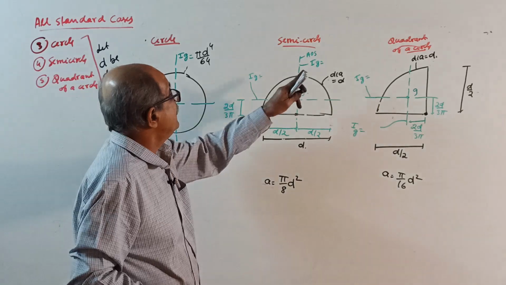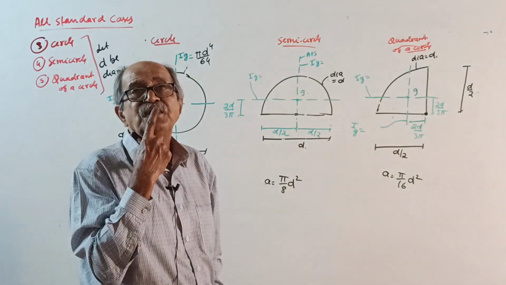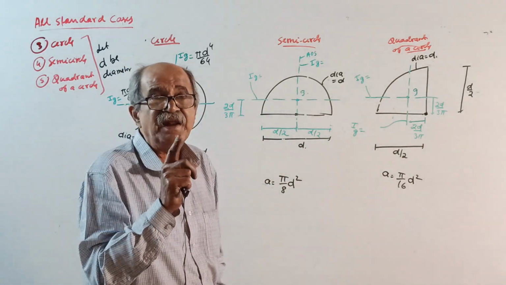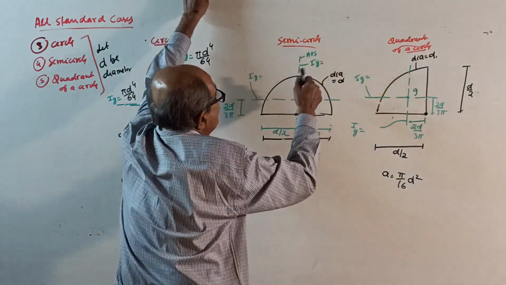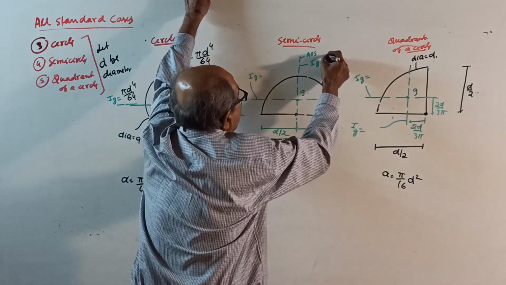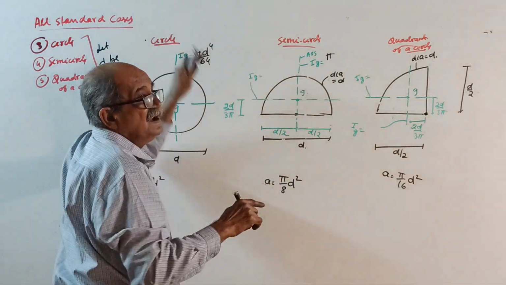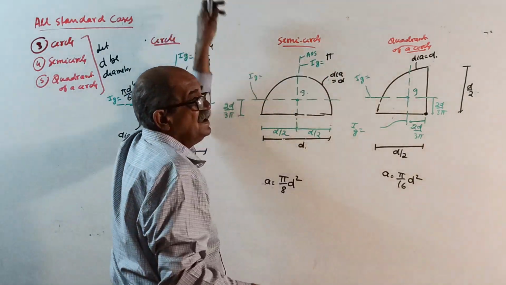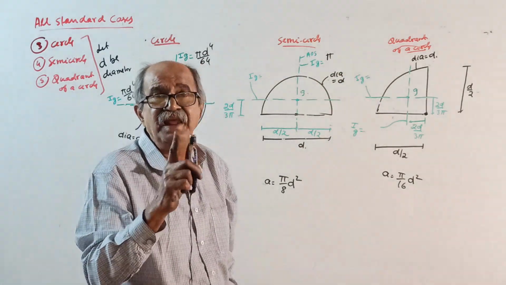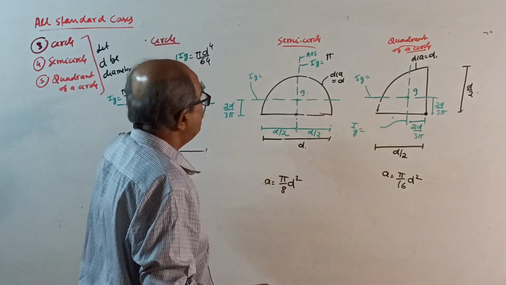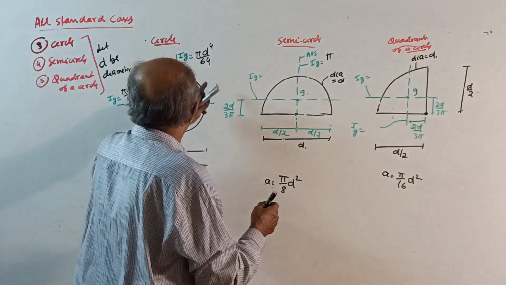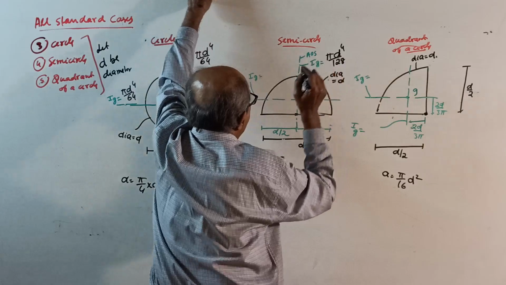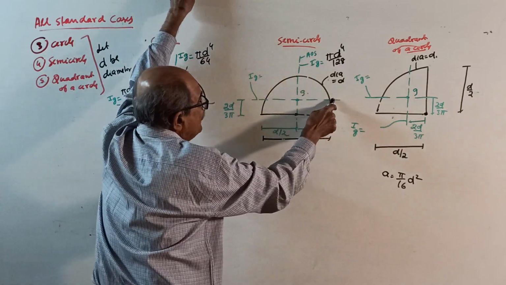Semicircle, if the centroidal axis is the axis of symmetry, then I is whatever the answer is for the circle, divided by 2. So for a semicircle, if that centroidal axis is the symmetry axis, the answer is half of the I for the circle. Circle is πd⁴/64, so πd⁴/128. But this is not the axis of symmetry.